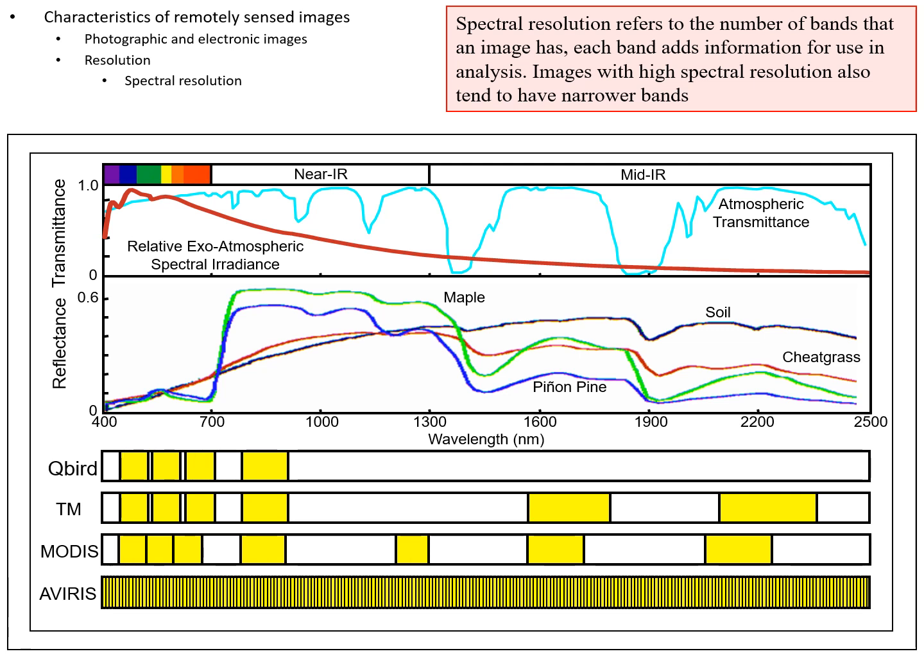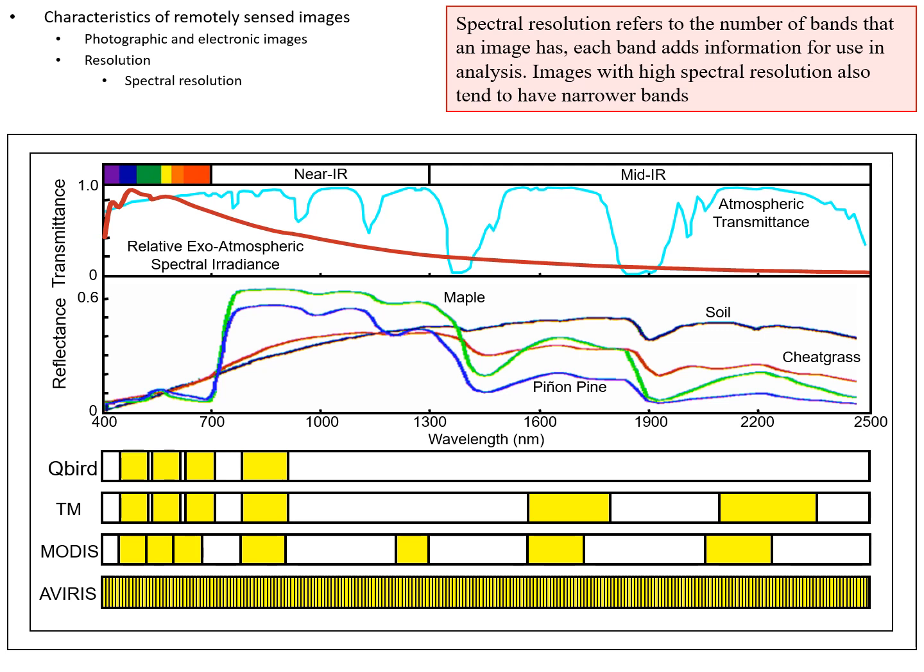QuickBird has a blue, a green, a red, and a near infrared. That entire class of sensors is similar in those are the bands you're going to see. Thematic Mapper has those same 4 bands and 2 mid-infrared bands. So that allows you to bring in analysis, for instance, of water absorption.